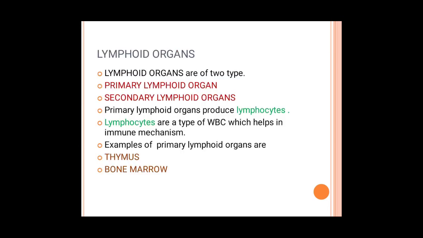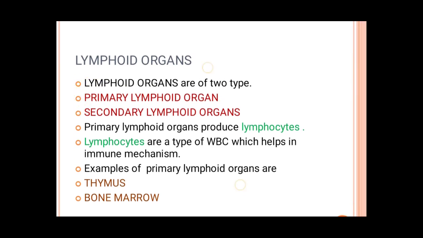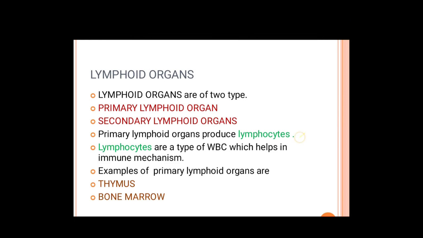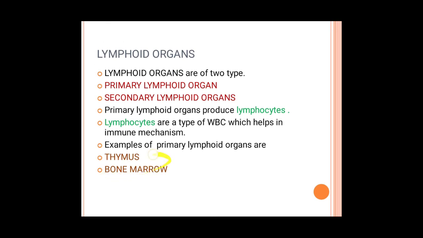Next, about lymphoid organs. Lymphoid organs are of two types: primary lymphoid organ and secondary lymphoid organ. Primary lymphoid organs produce lymphocytes. Lymphocytes are a type of WBC which helps in immune mechanism. Examples of primary lymphoid organs are thymus and bone marrow.